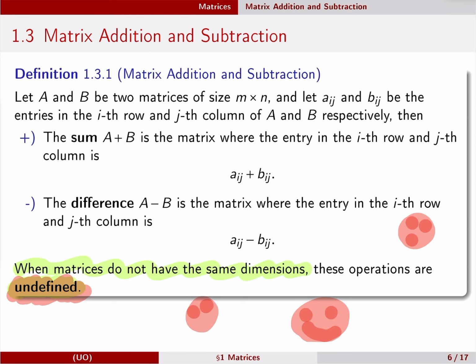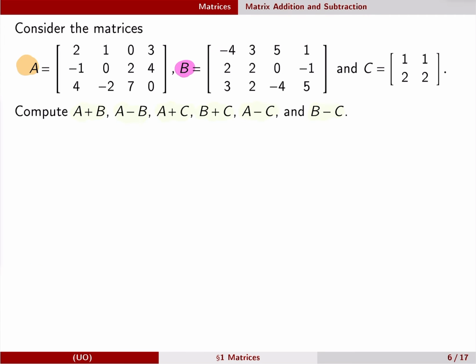So let's do some examples. Let's say we have here matrices A, B, and C. You can see that the first matrix is a 3 by 4. The second one, B, is also 3 by 4. But the matrix C is a 2 by 2. And we want to compute A plus B, A minus B, A plus C, B plus C, A minus C, and B minus C. It looks like this is a lot of operations, but we will see very quickly that most of them are undefined anyways.